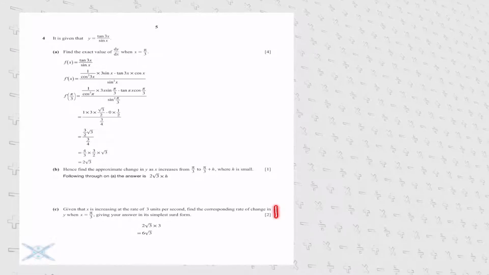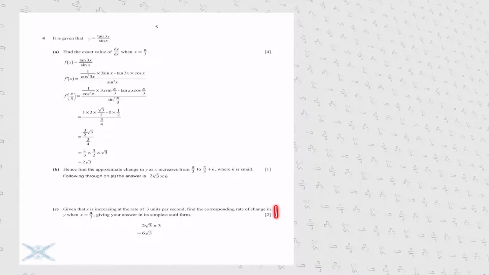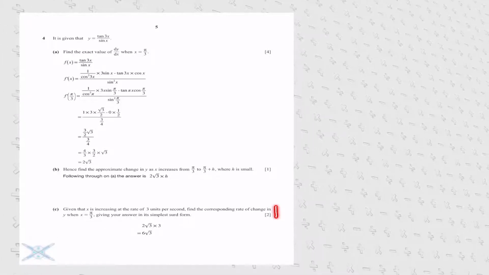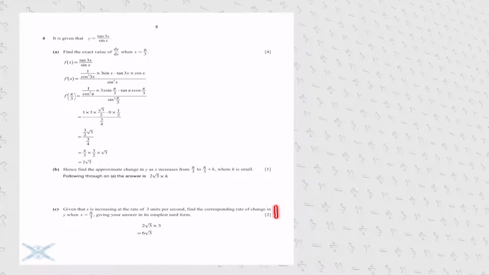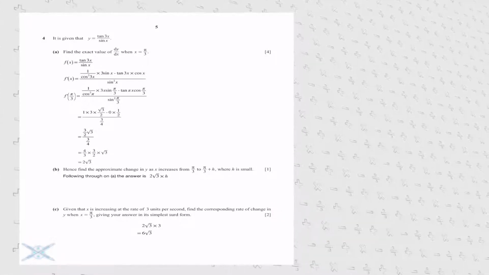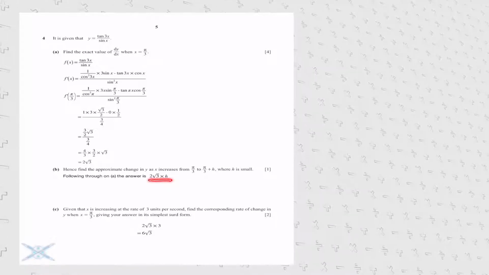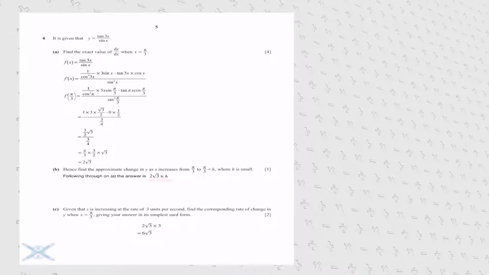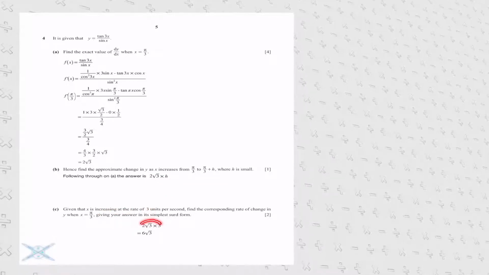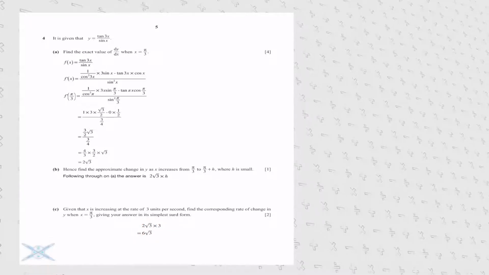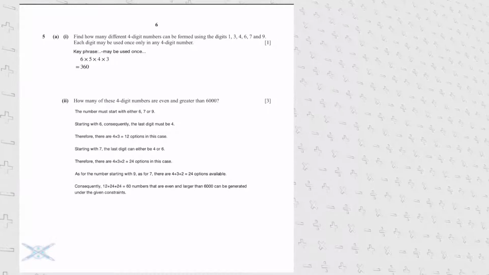Part C expands further on that. Here it is given that x is increasing at the rate of 3 units per second, and we are supposed to find the corresponding rate of change in y when x equals pi/3, and provide our answer in its simplest surd form. So we will take a look at our result of exercise 4b and replace h, which corresponds to the increasing rate, with 3. And as 2 multiplied by 3 equals 6, our final result for that exercise would be 6 multiplied by the square root of 3.